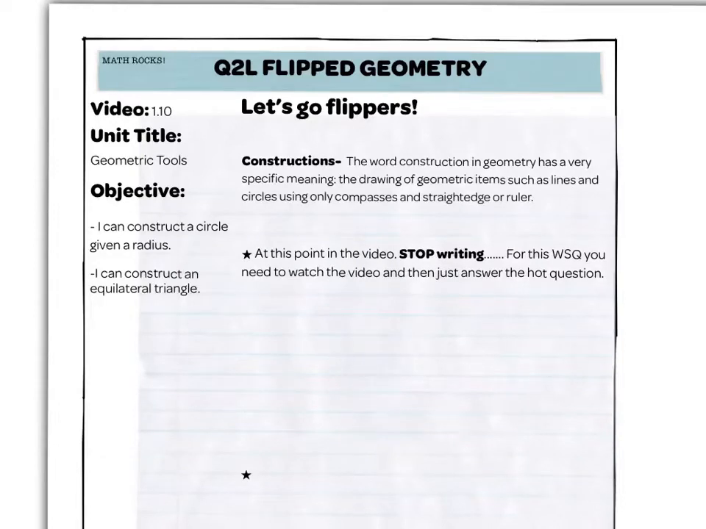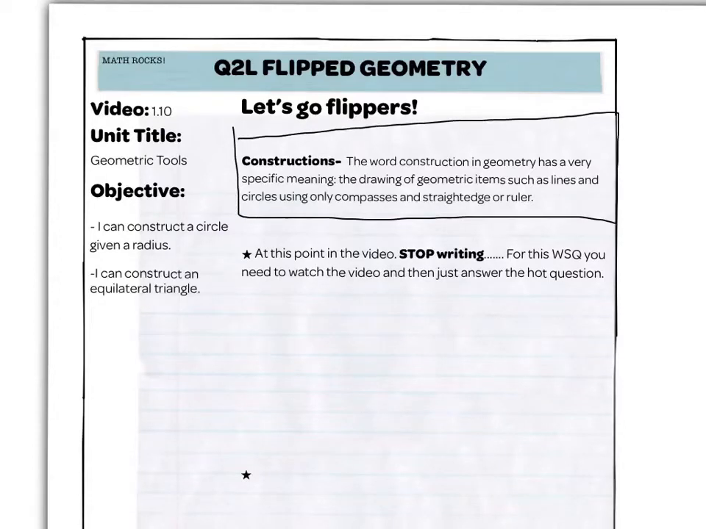Your objectives are, I can construct a circle given a radius. Your second objective is, I can construct an equilateral triangle. Remember, this definition for constructions you have already written, but you need to remember that constructions are only things that we do in geometry that involve geometric tools that are compasses and straight edges or rulers, okay?